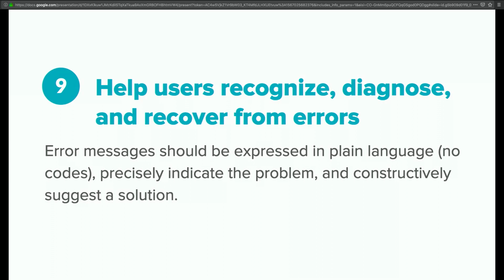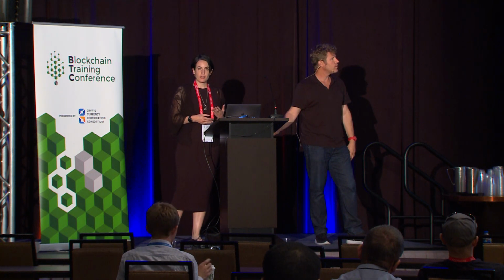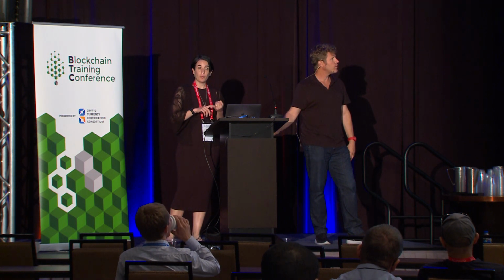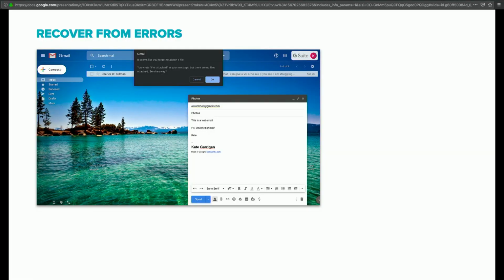So, not just error prevention, but if an error does occur, we want to make sure that the user knows what happened, why it happened, and what they can do to recover from it. A good example is Gmail. In the email I've written, I've said I attached photos, but haven't attached anything. I go to send it, and Gmail gives me a little warning and says, hey, you said "I've attached" in your email. Did you mean to attach something? Do you want to go back? They've given me an error message, told me what was wrong, and allowed me to correct it.